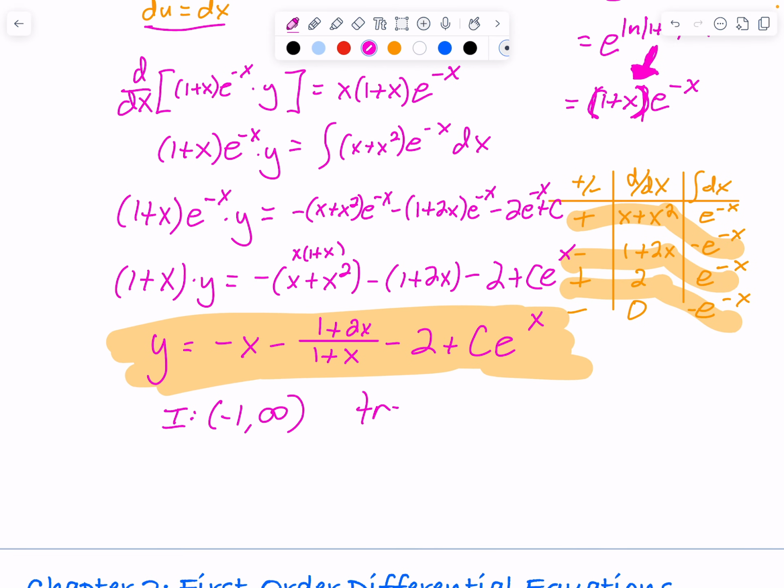And then the transient, remember, are the terms that go to 0 as x gets bigger, which is not that, that actually gets big. There are none. The only way that would be is if I had a negative, but I don't. So there's our I, and there's our transient term. Okay, I hope that's okay.